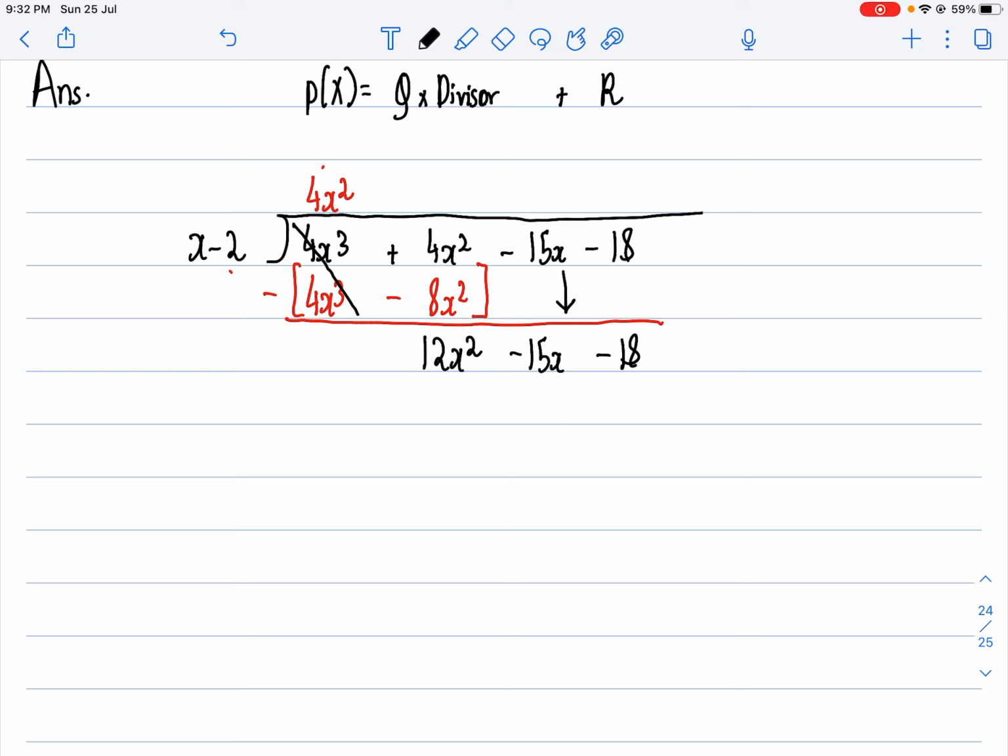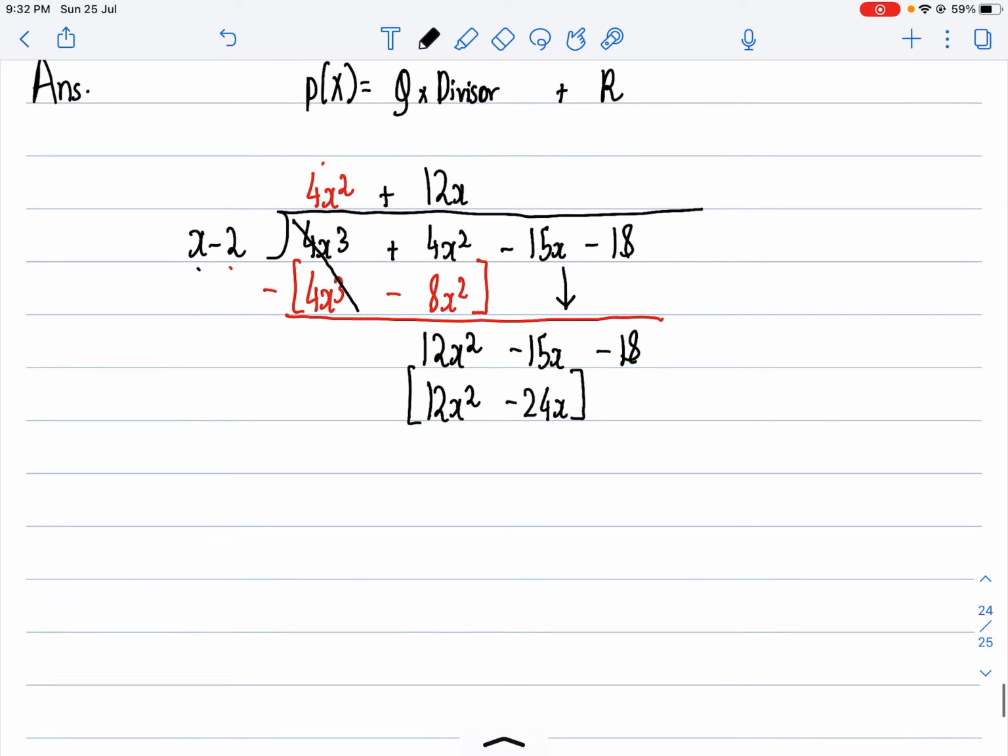Now I basically need a 12x square here. So what should I multiply to x to get 12x square? Simple, 12x, because x into 12x is 12x square, and minus 2 into 12x gives me minus 24x. Now I can simply multiply this full thing by negative, and I can get minus 18 down.